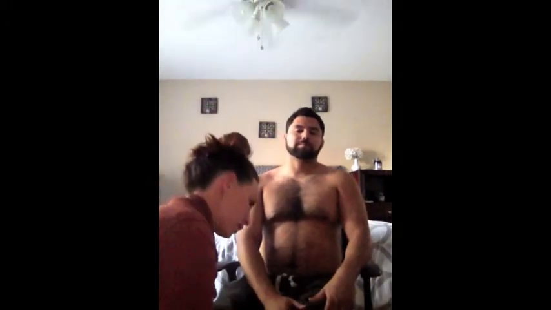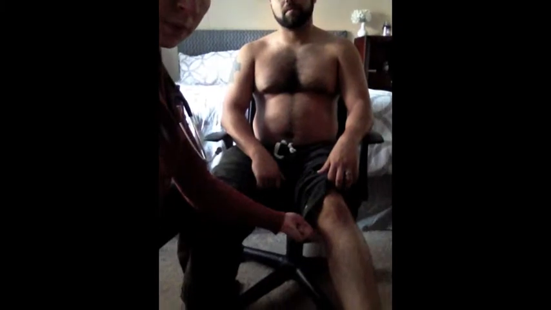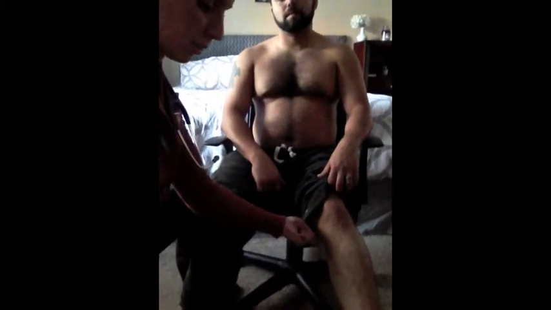Next is going to be popliteal, so I'm just going to hold your hands. And this is right behind the knee. Okay, popliteal is present on that side. Okay, popliteal is present on that side as well.